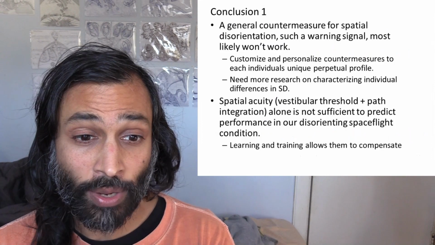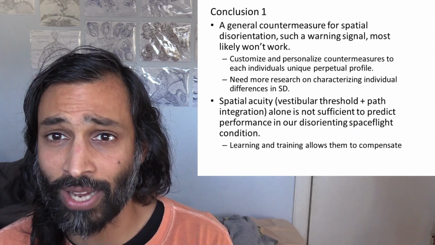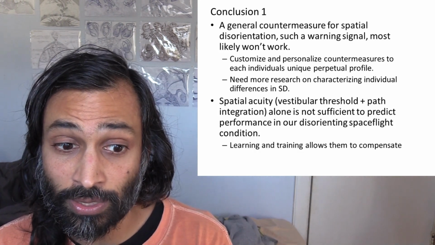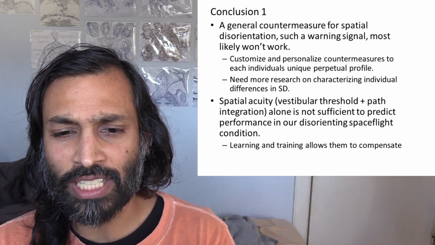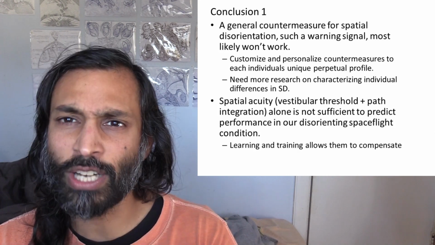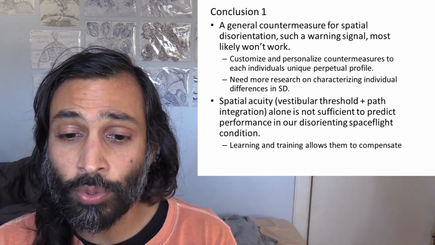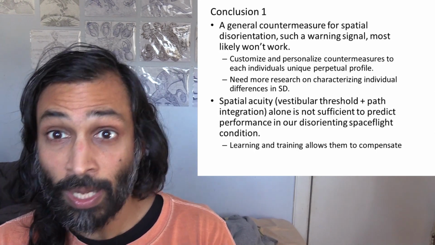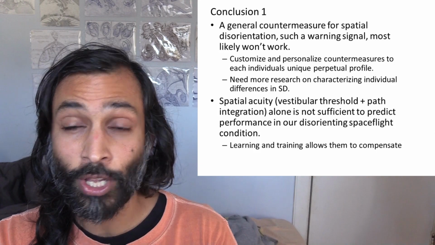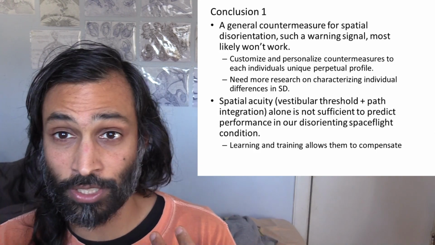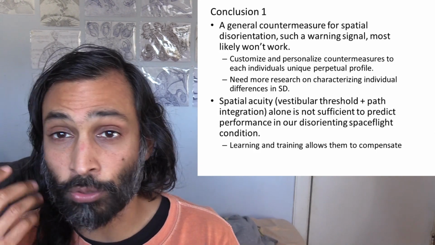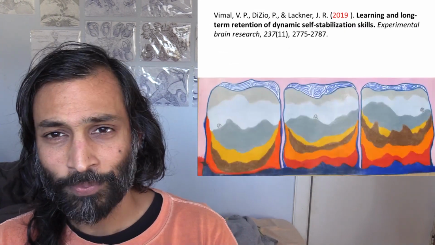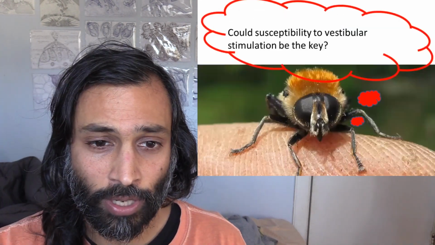But before we can do that, we need a lot more research in characterizing individual differences in their perception, which is really, there's not a lot been done on that. The other general conclusion is that spatial acuity, which includes vestibular thresholds and path integration, that alone is not sufficient to predict performance in our disorienting spaceflight condition. And this is kind of cool because it means you can't just say, sorry astronaut, you can't join because your vestibular accuracy is not that great. It means that most likely through learning and training, people are compensating for their weaknesses. And if you're interested in this sort of thoughts, please check out this paper over here.